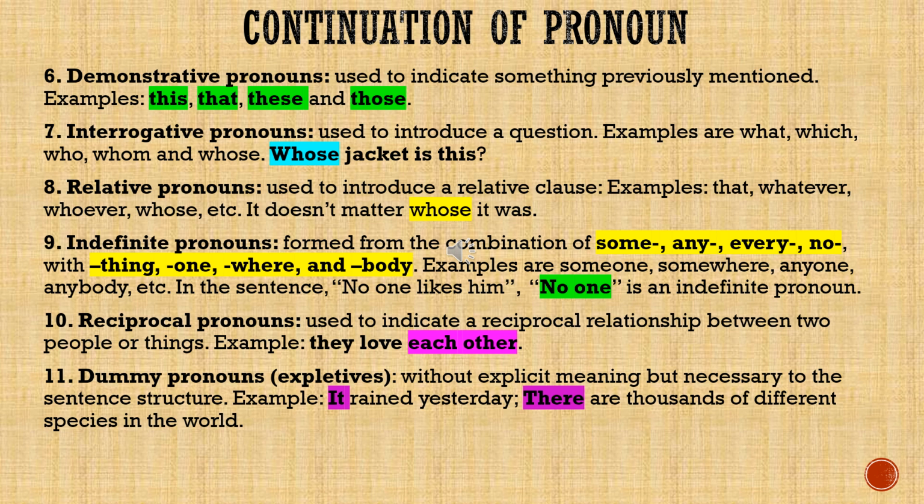In the sentence, "They love each other," each other is a reciprocal pronoun. 11. Dummy pronoun, also known as expletive. A dummy pronoun is a pronoun without explicit meaning but is necessary to the sentence structure. Examples are it, there, etc. In the sentence, "It rained yesterday," it is a dummy pronoun. In the sentence, "There are thousands of different species of birds in the world," there is a dummy pronoun.